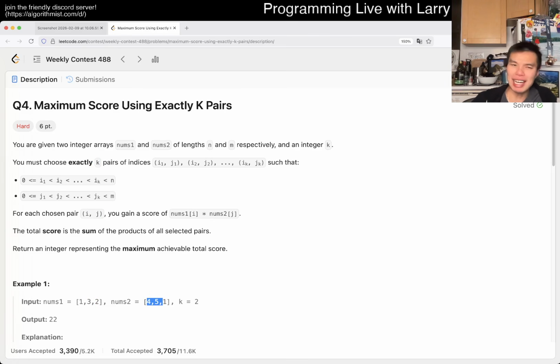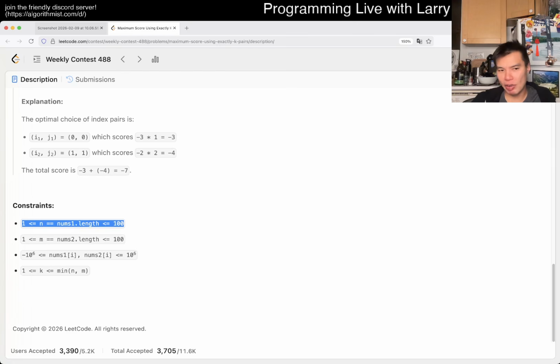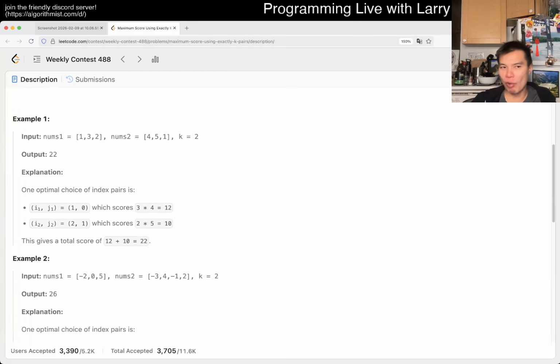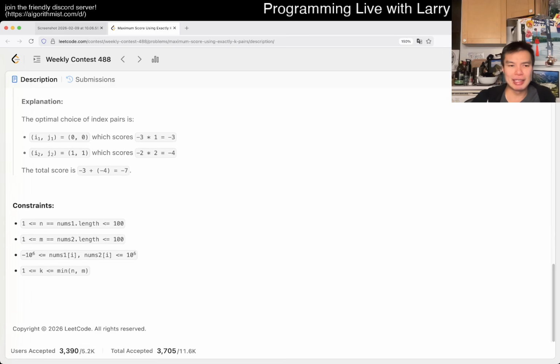and that immediately gives me an idea, which I verified by looking at the constraints, because they are only 100. Because of that, you could do n squared, or n sub 1 times n sub 2, which is the lengths of nums1 and nums2. Then you just pair them up, and this is a very straightforward dynamic programming. And then there's this thing about the K, which you minimize over.